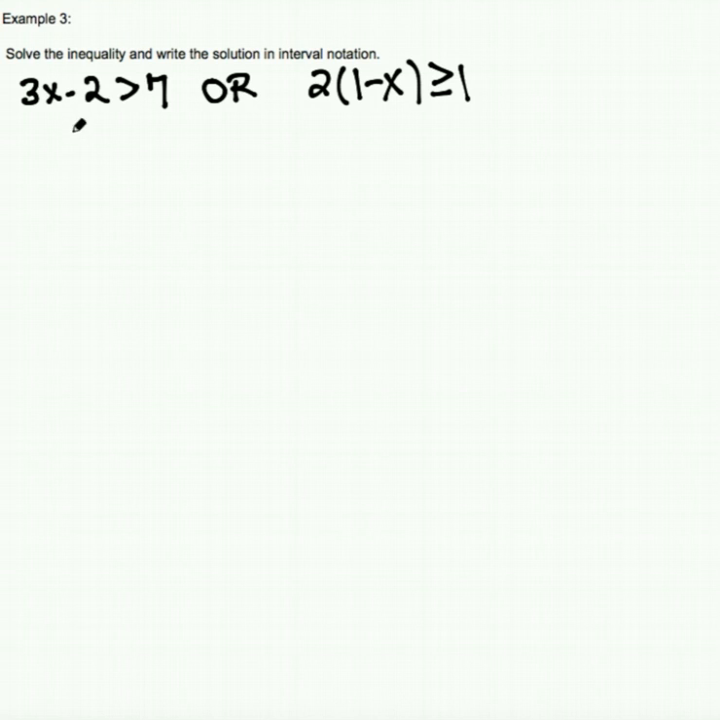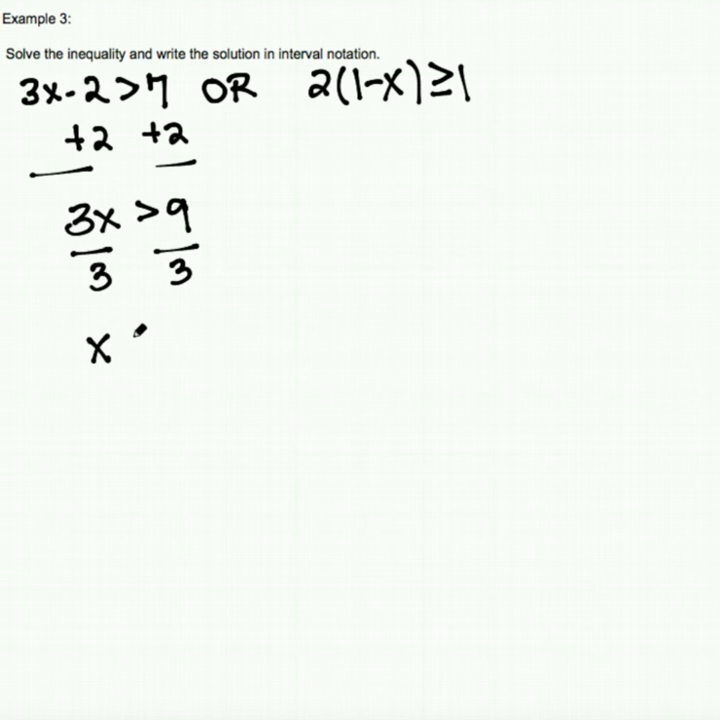Solve it just like we did in the past. So I'm going to add 2 to both sides. That leaves me with 3x is greater than 9. Then I'm going to divide by 3 on both sides. So I have x is greater than 3. That's one part of my compound inequality. Again, a compound inequality is taking more than one inequality and combining them. So we're going to solve this other one.